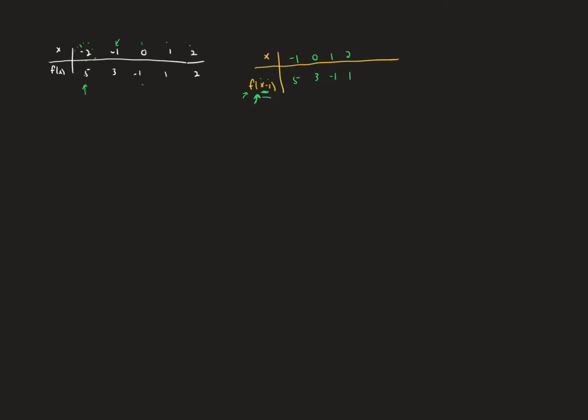And then I'll plug in 3. And 3 minus 1 is 2. And f of 2 is 2. And that's going to be our table for f of x minus 1. Let's do another one.